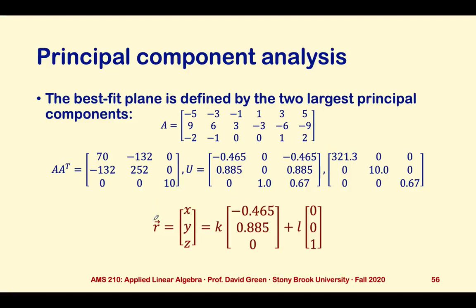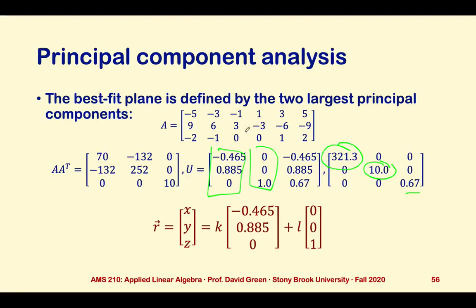The best fit plane is simply found by taking the two largest principal components. The largest principal singular value squared was 321. The next one is 10, much smaller. And the last one was less than 1. We take the two singular vectors corresponding to these and describe a plane with these.